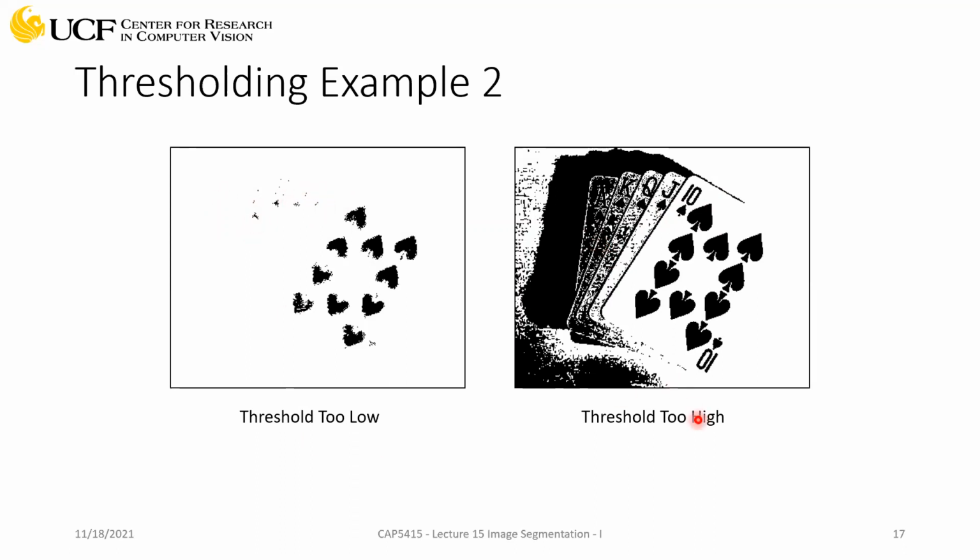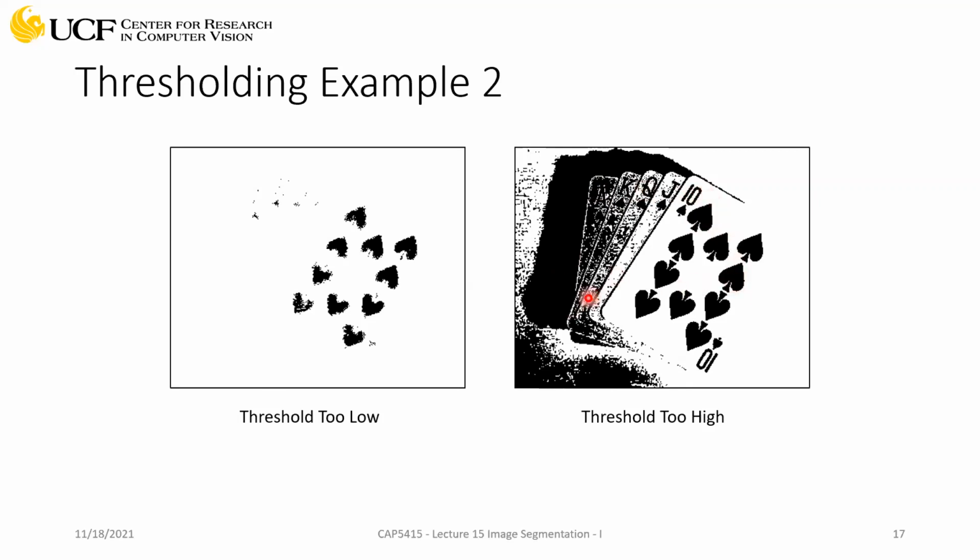Then you can have a very high threshold. If you pick a very high threshold, some of the pixels which were towards the brighter side will also be considered dark pixels. That's exactly what's happening here. All these pixels which were close to the brighter side are considered black, and you're not missing any of the pixels which were in fact dark.